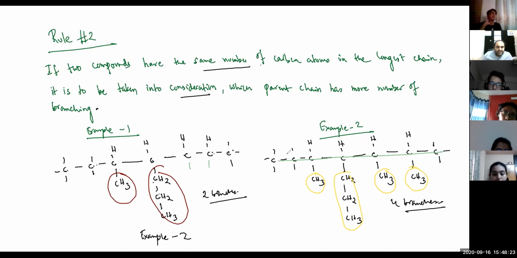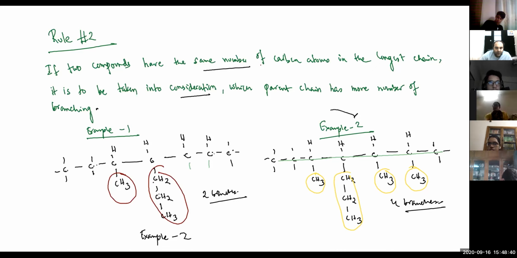So which parent chain has more branching? Example 1 or example 2? Example 2. Example 2 has more branches. So your correct compound is example 2 and not example 1.